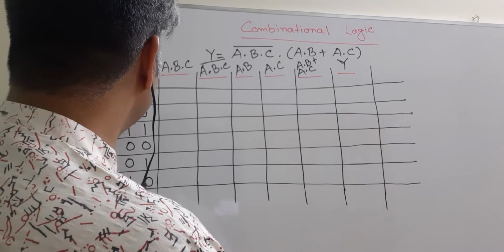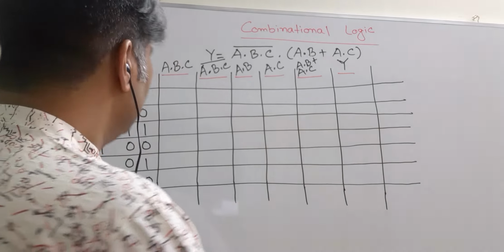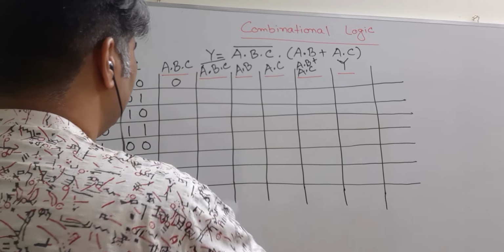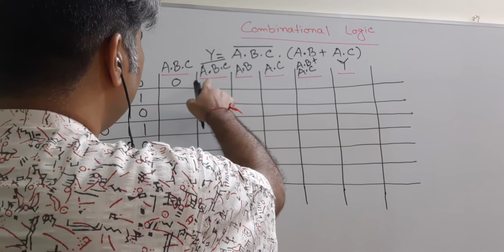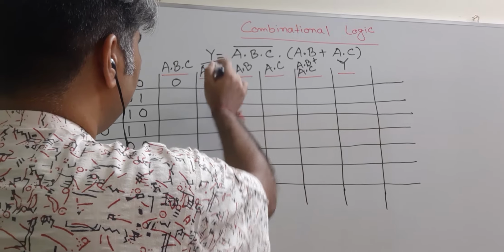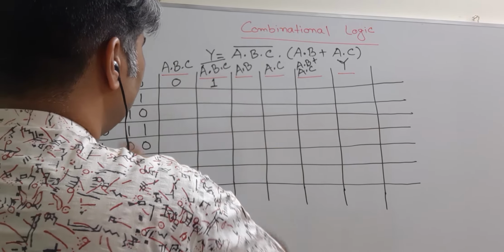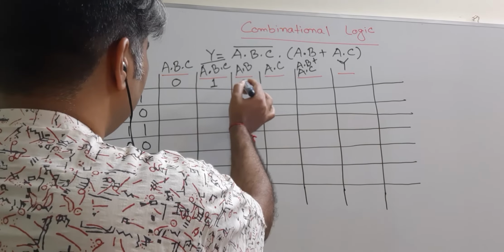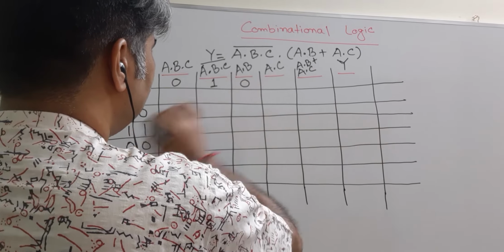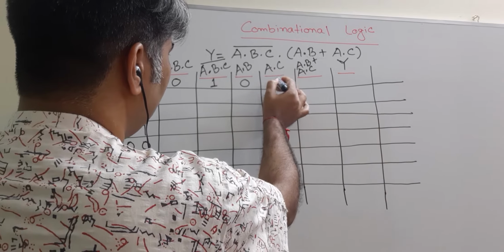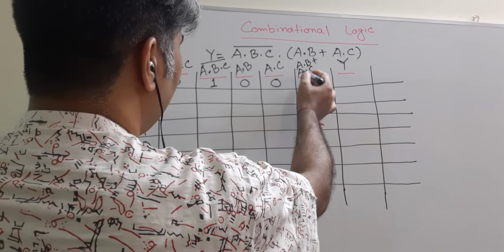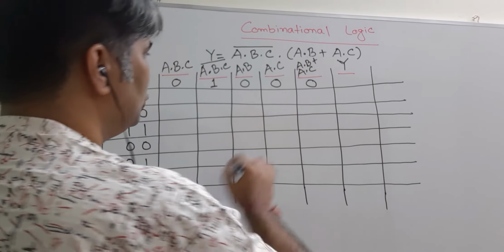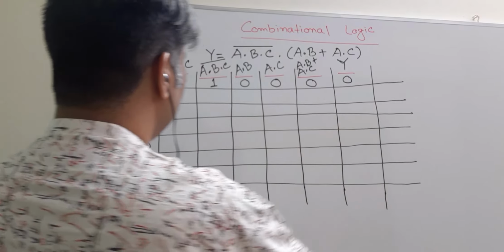A, B and C, all of them are 0. So what would be the output here? It will be 0. Then what would be the output here? A dot B dot C prime is going to be 1. And for A dot B, both A and B are 0, so this is going to be 0. This also is going to be 0. So A dot B plus A dot C is 0, so the output Y will be 0.